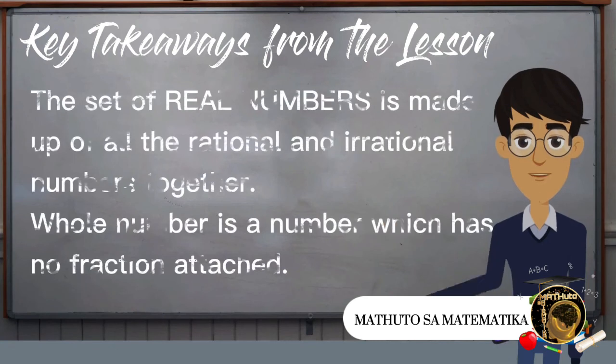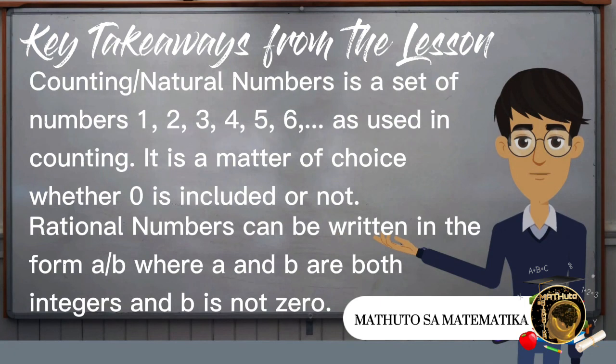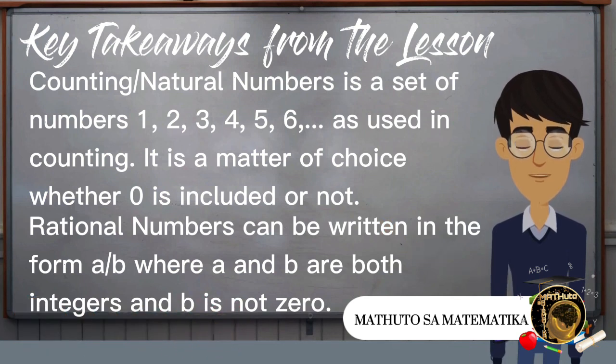And here are the key takeaways from the lessons for you to remember. The set of real numbers is made up of all the rational and irrational numbers together. A whole number is a number which has no fraction attached. Another one is counting or natural numbers, a set of numbers 1, 2, 3, 4, 5, 6, and so on as used in counting. It is a matter of choice whether 0 is included or not.